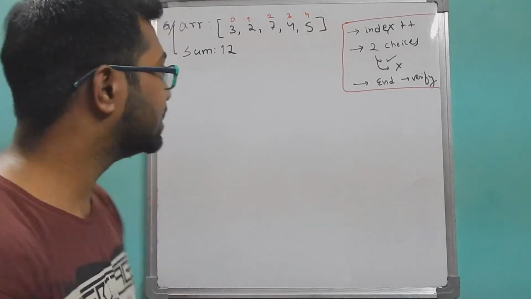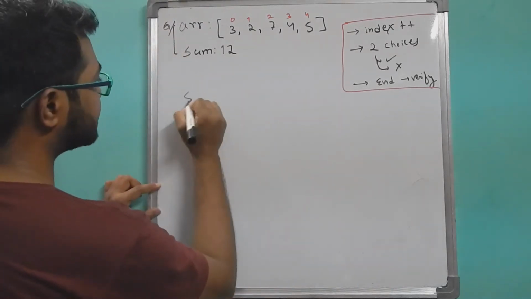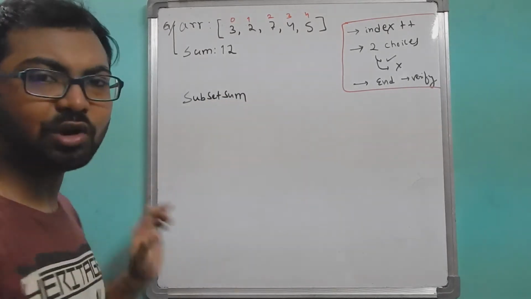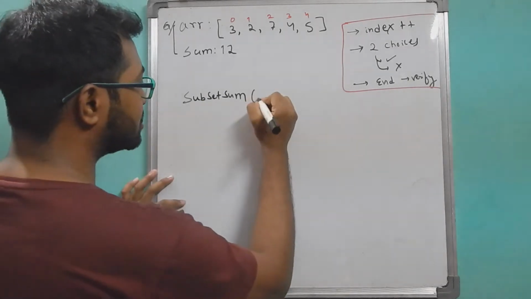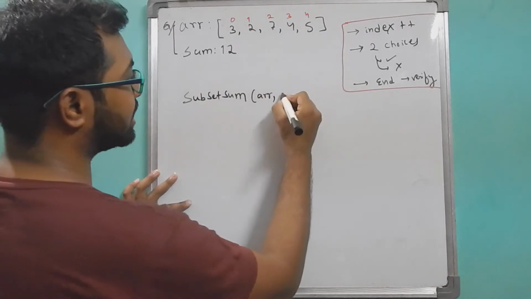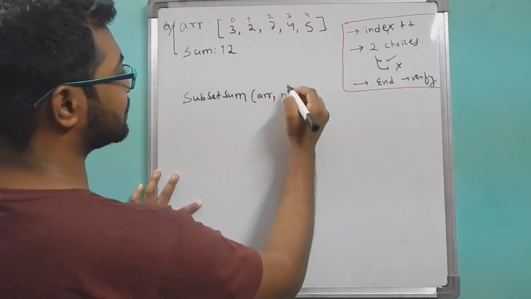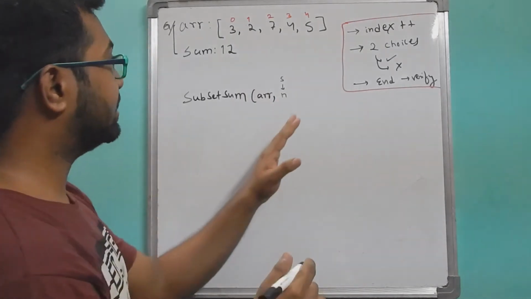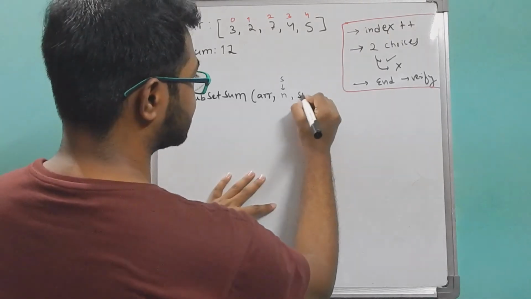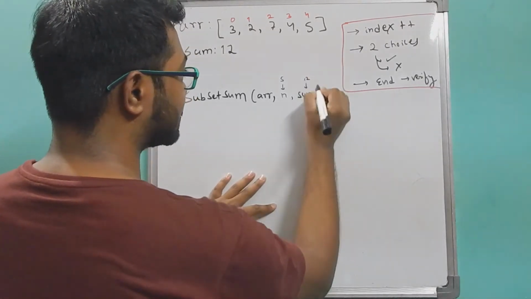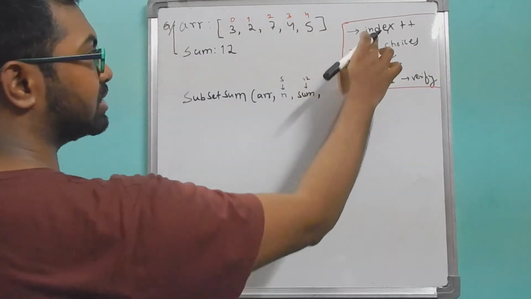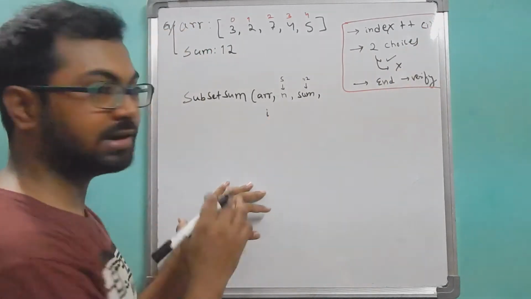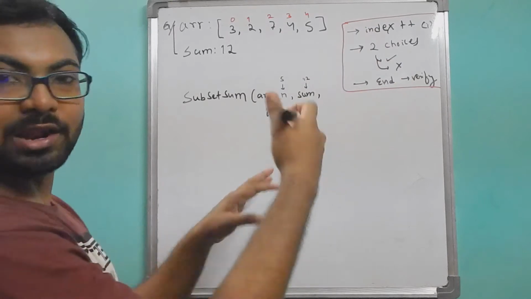that is writing a function. So let's say the function name is subset sum. And what parameters do we need? We need an array here. So we have the array, and the length of the array, say n, which in this case is 5. And we need a given sum, which is again sum, and this is 12 in our case. We need something called the index. So let's say the index is mentioned as I. So I will be jumping from one element to another.